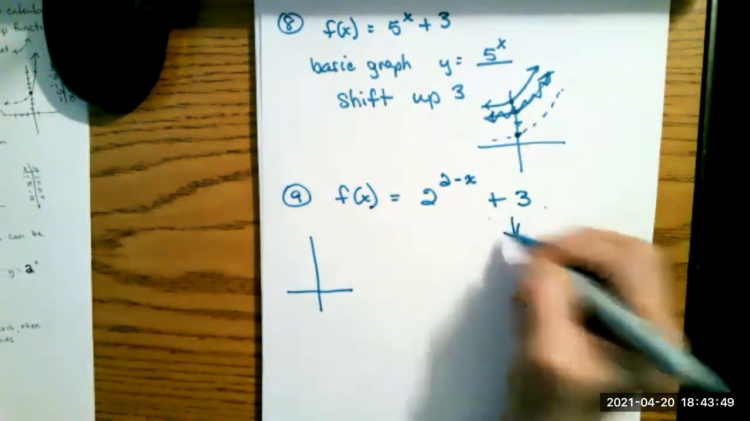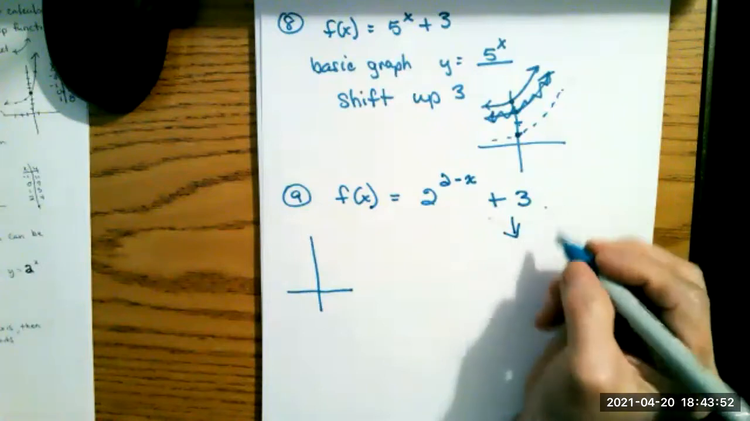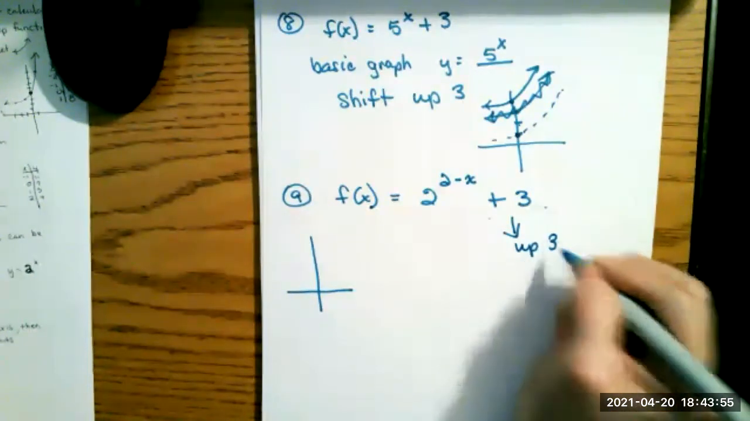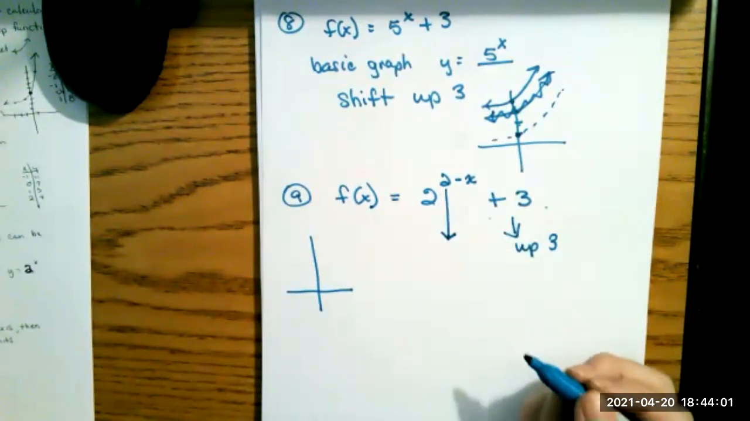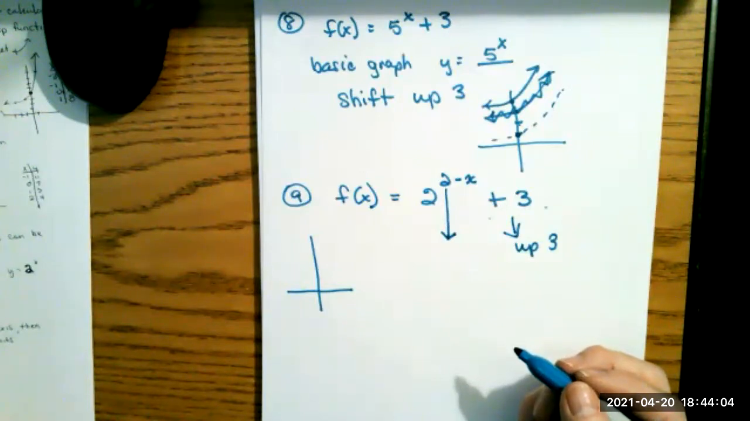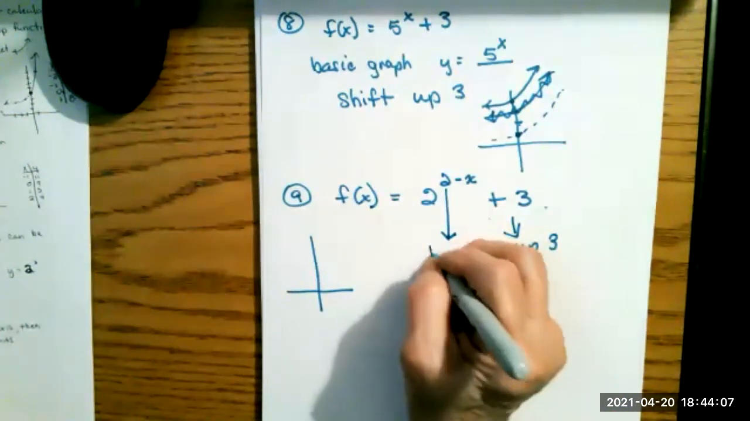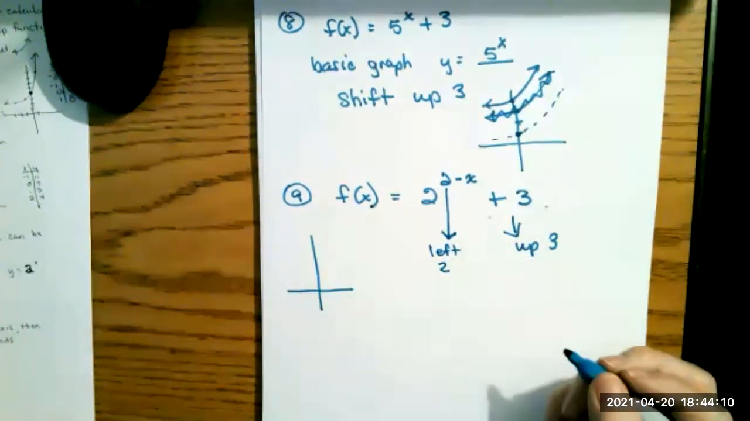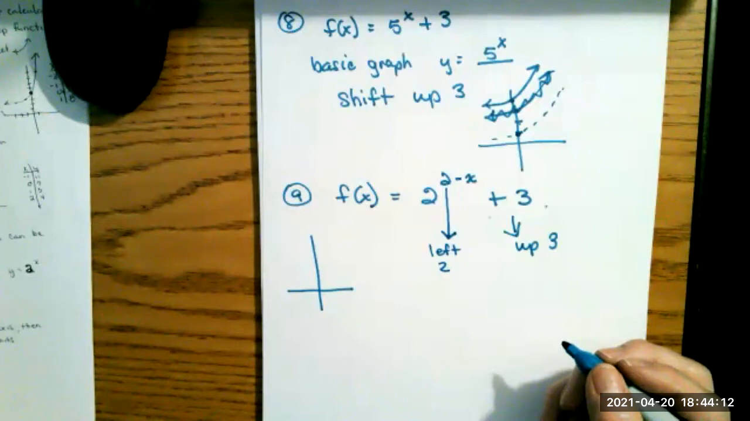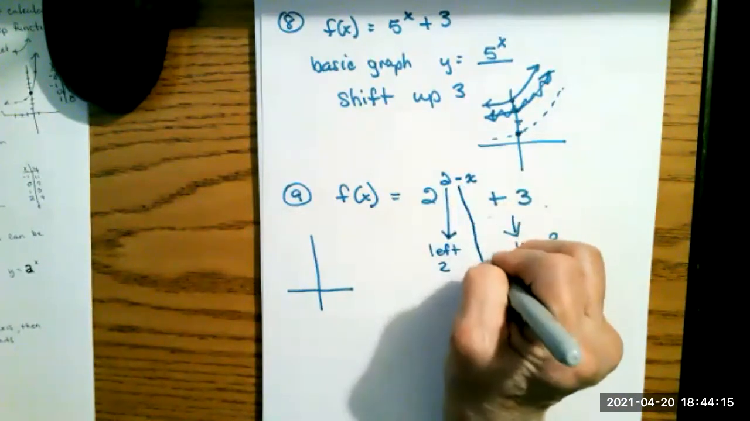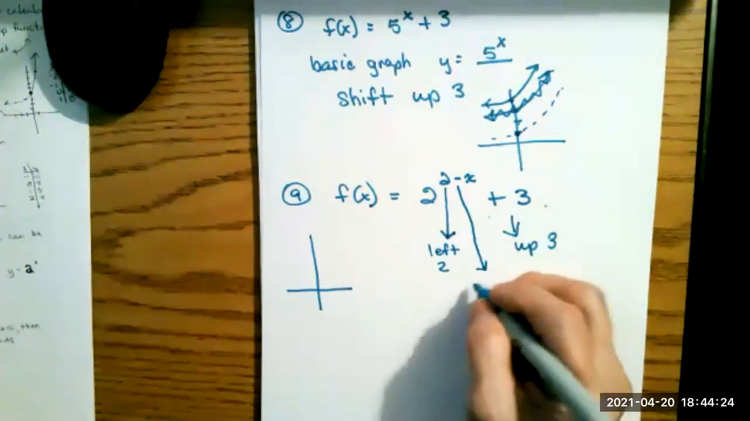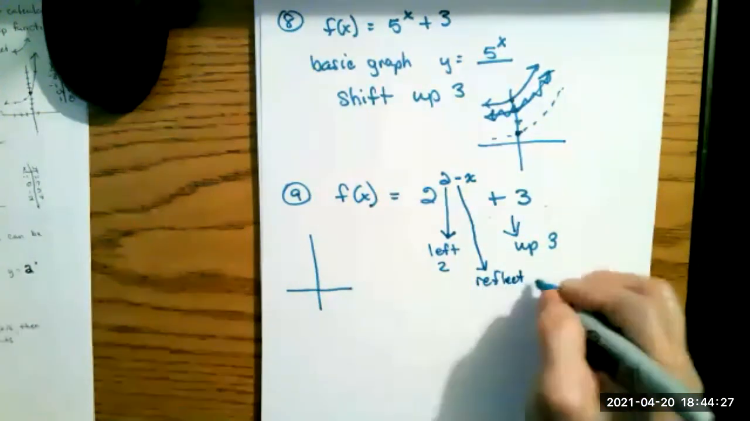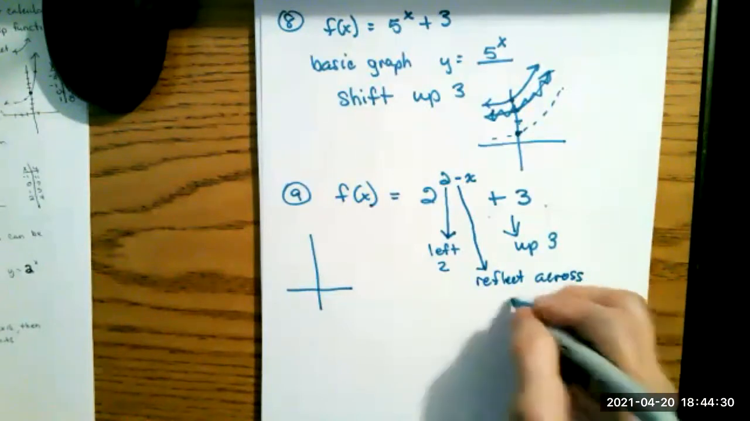What does this +3 do? Up 3. What does this 2 that's inside here do? Left. Remember, it's the opposite of what you think, and that's a positive too, so you shift it left. Now, this is one of those new ones. What does that minus in front of that x do? Reflects across the y-axis. Reflect across the y-axis.